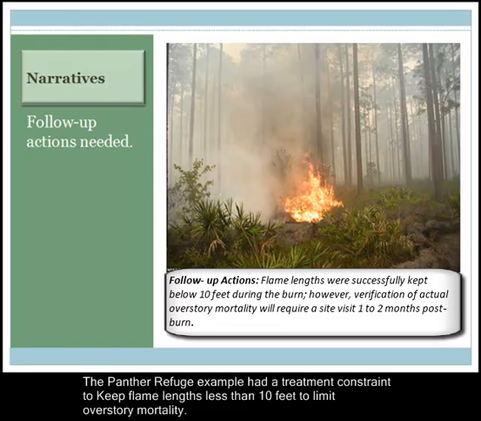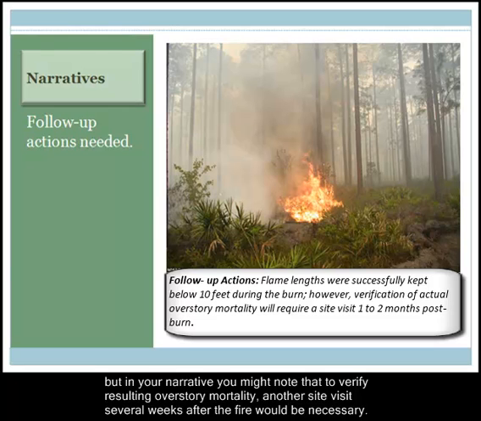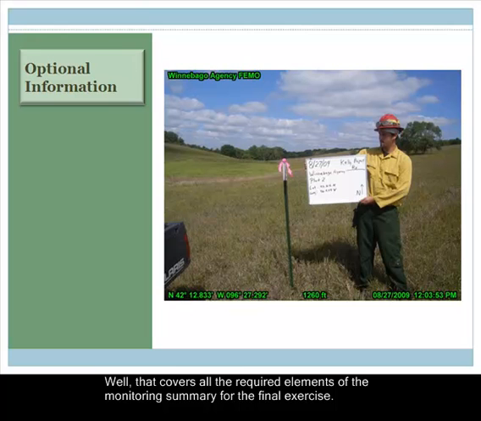The Panther Refuge example had a treatment constraint to keep flame lengths less than 10 feet to limit overstory mortality. You can document flame lengths during the fire to evaluate this objective, but in your narrative, you might note that to verify resulting overstory mortality, another site visit several weeks after the fire would be necessary. Well, that covers all the required elements of the monitoring summary for the final exercise.